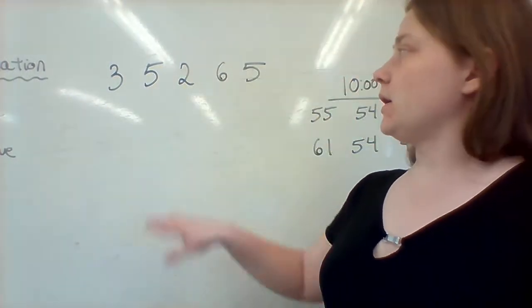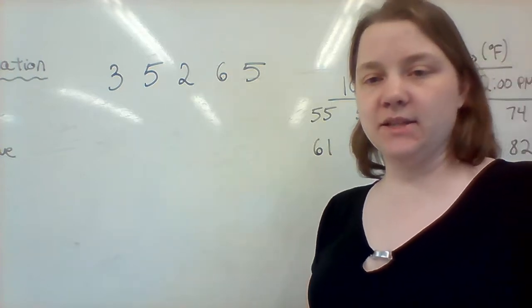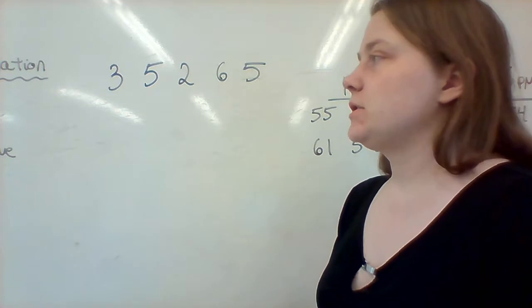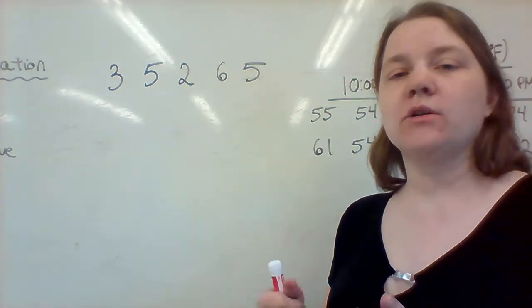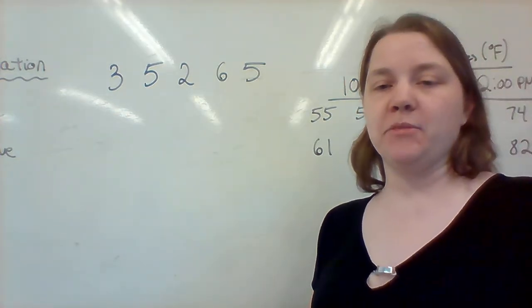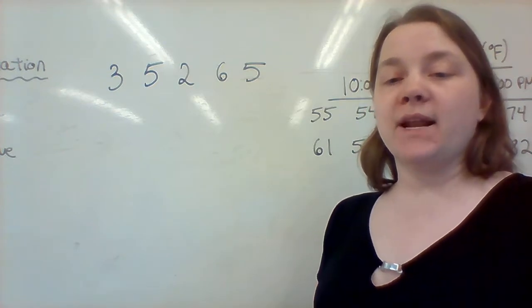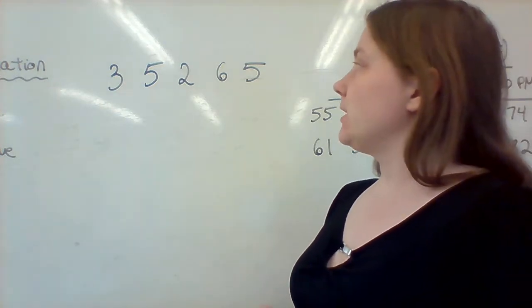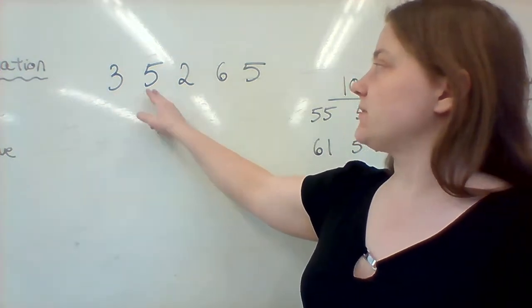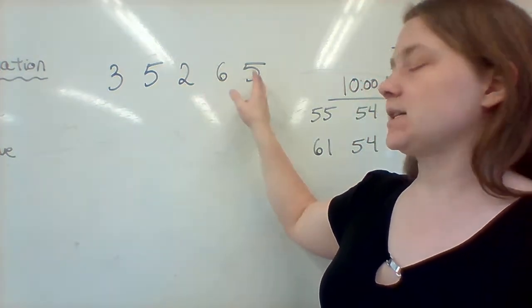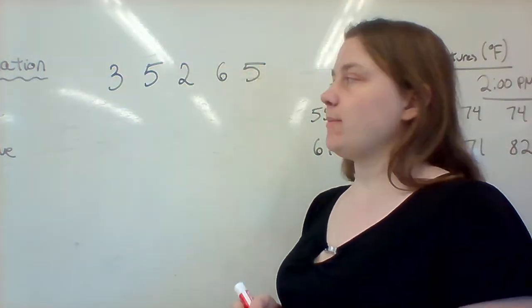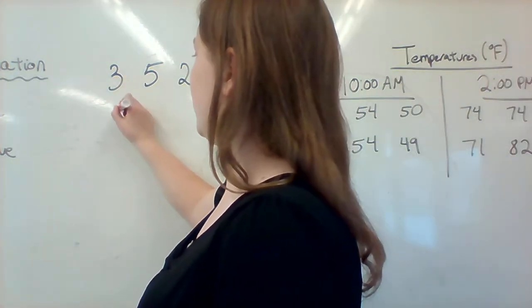We're going to start off by looking at these 5 numbers. And what we want to know is how far these numbers are away from the mean. So in order to figure that out, the first thing we need to do is figure out the mean. So I'm going to add 3 plus 5 plus 2 plus 6 plus 5, and when I add all of these numbers up, I get 21.